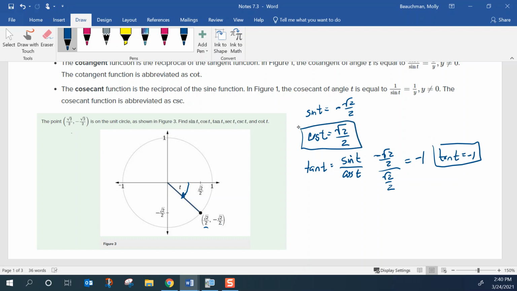Once I have the sine, cosine, and tangent, I can get the reciprocal functions by taking the reciprocals of each of these. So the reciprocal of sine is the cosecant. So the cosecant of t is equal to 1 over the sine.